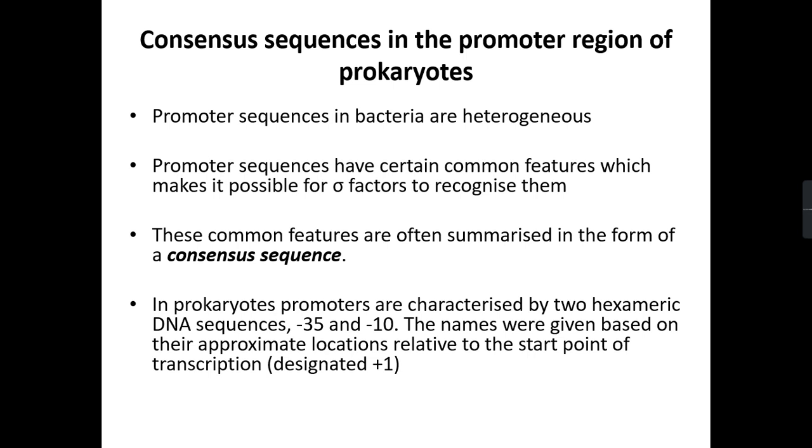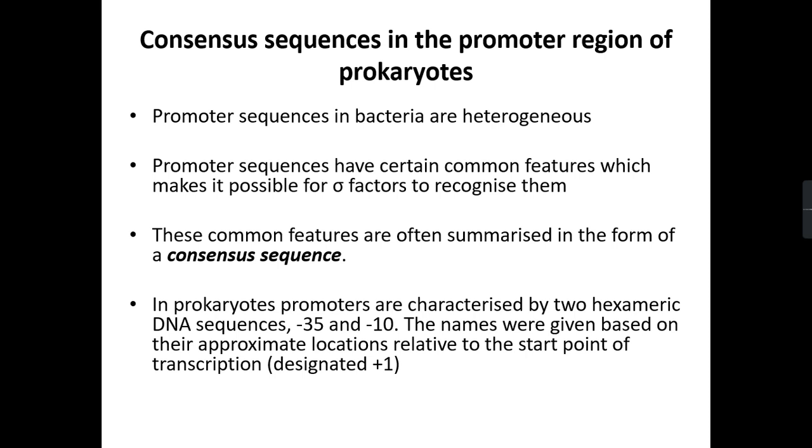Last time we did transcription in prokaryotes, and today we are going to continue from where we left off. Now we are going to look at consensus sequences in the promoter region of prokaryotes. We are going to dive deep into how the promoter would recognize a particular sequence and attach itself to it, to unwind it and cause melting to occur in the DNA for transcription to be initiated.